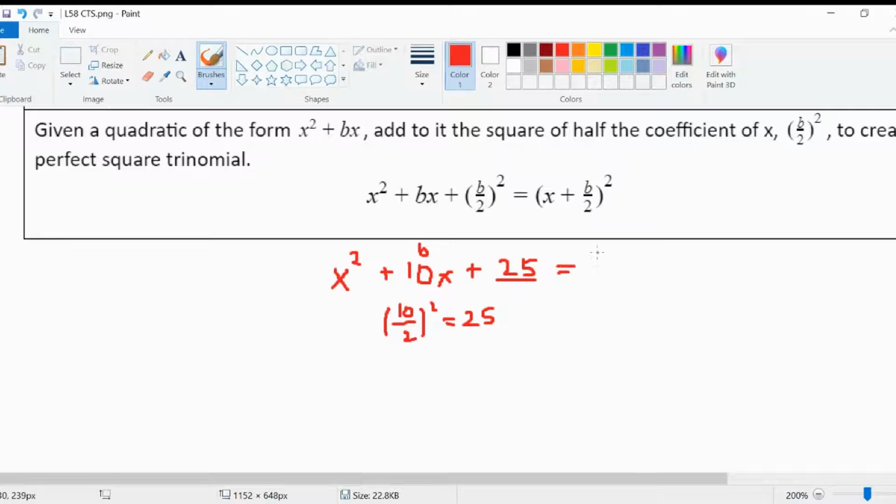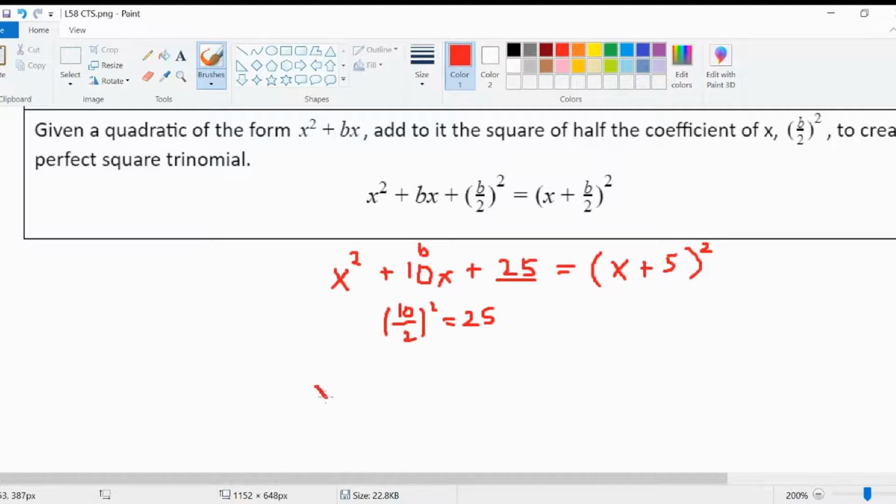Now continuing, you can also factor this. That's what we're trying to do. We want to get it so it can factor. And it's going to factor into x plus b over 2 squared, which, with our b over 2, 10 over 2, was 5. So x plus 5 squared is how that factors. And that makes sense because 5 times 5 is 25, which is this term, and 5 plus 5 is 10.